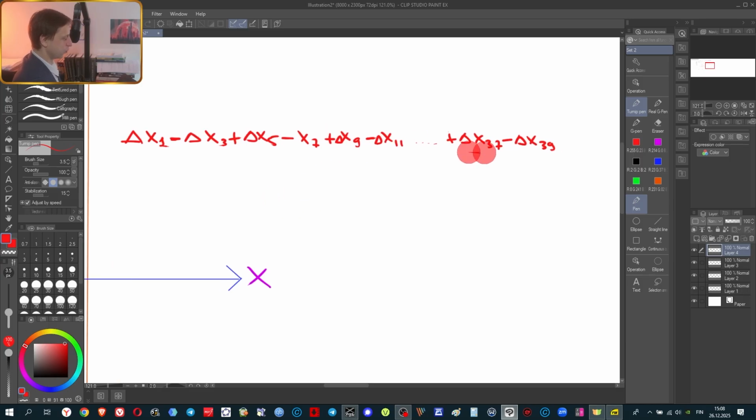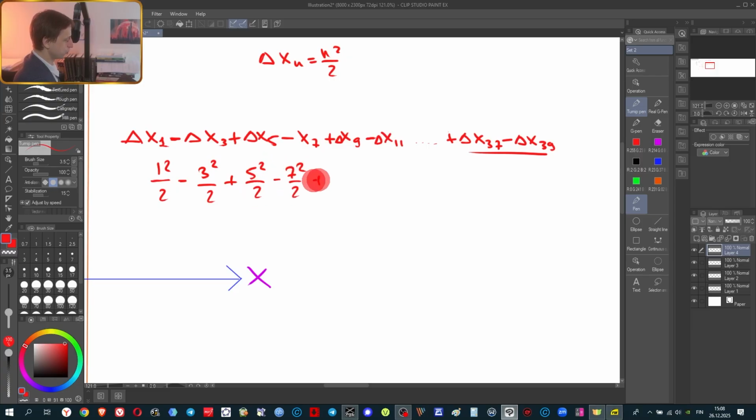Okay, so what is this sum numerically? We know the formula that delta xn equals n squared over 2. It's just by a condition. So it means that we have 1 squared over 2 minus 3 squared over 2 plus 5 squared over 2 minus 7 squared over 2 plus 9 squared over 2 minus 11 squared over 2 and so on. Plus, and the last sum here will have 37 squared over 2 minus 39 squared over 2.